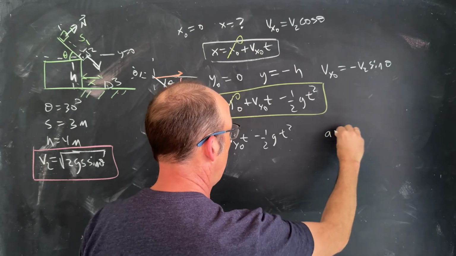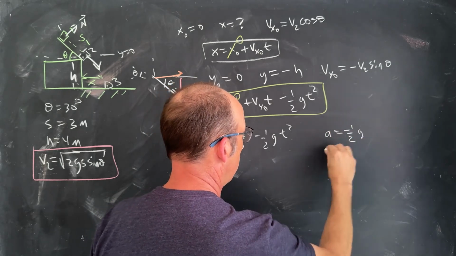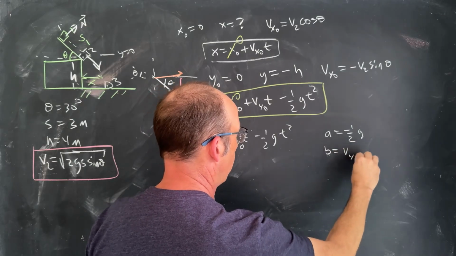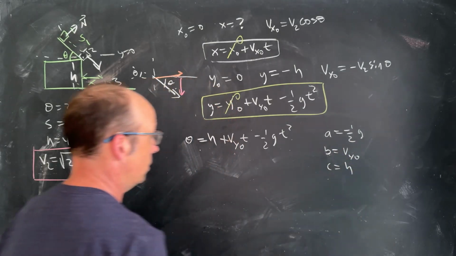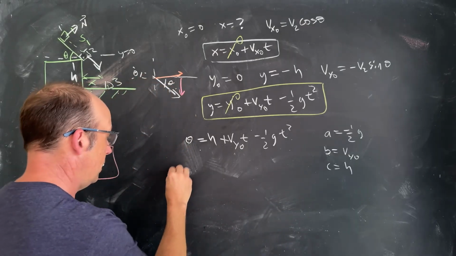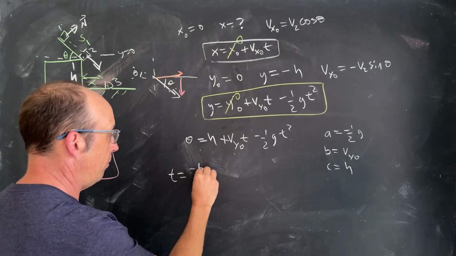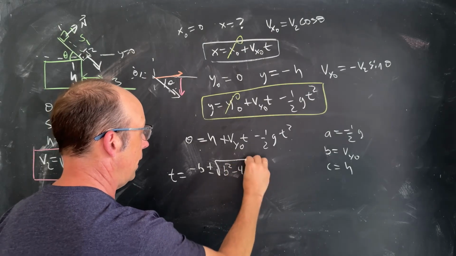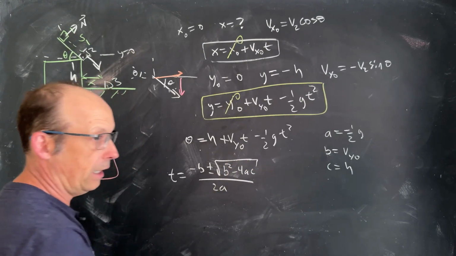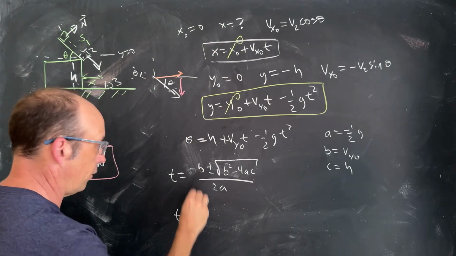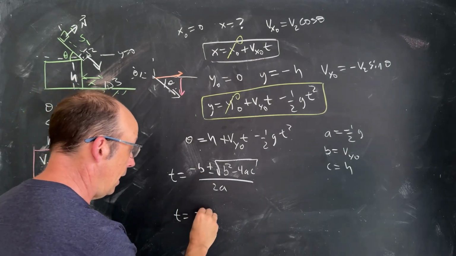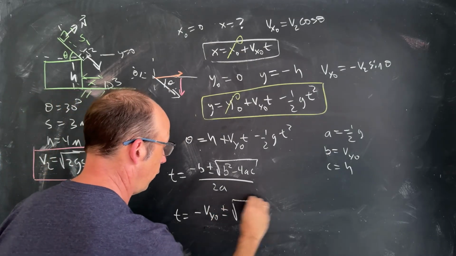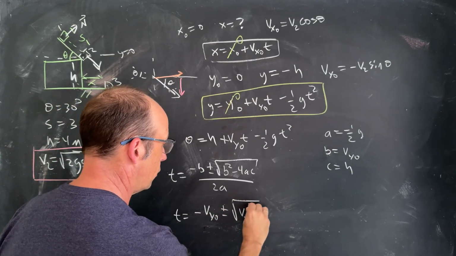So I'm going to say a is negative 1/2 g, b is vy0, and c is h. And then we have t is negative b plus or minus the square root of b squared minus 4ac, over 2a. So let's go ahead and put in our expressions for that. So negative b is negative vy0 plus or minus the square root of vy0 squared.